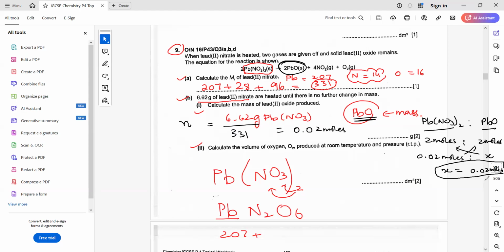Now, since I'm having moles of lead oxide, I can again use this formula to figure out mass. That's 0.02. Mass is unknown, and the Mr of lead oxide is going to be, let's do this, PbO. Pb was 207, oxygen is 16. We add this up, 207 plus 16, that's 223. So if we multiply 223 with 0.02, we are going to get mass, which comes out to be 4.46.